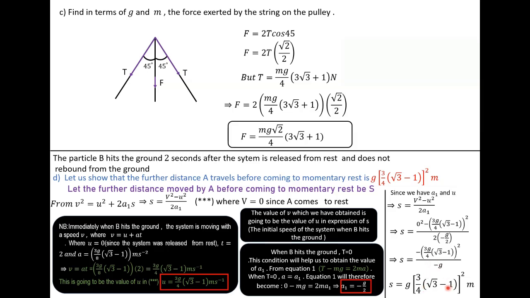That is, clearly we get the required proof. If you look closer, the negative with negative cancels. So at this level we have 3/4 then g, and here we have g squared divided by g, which gives g at the end. Putting g outside, the further distance which A travels before coming to momentary rest equals g times 3/4 times square root of 3 minus 1 all squared meters, which was what we were required to prove in the D part.